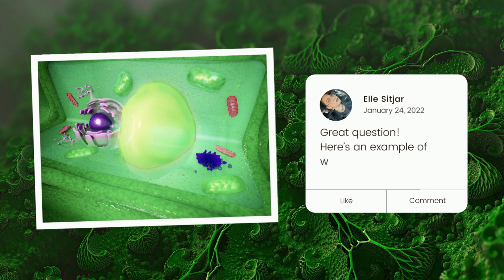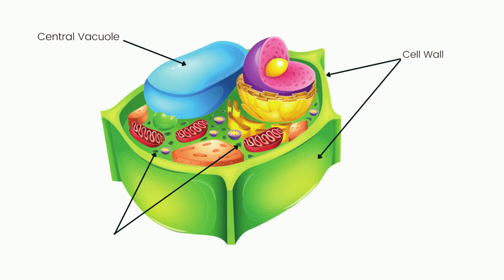I replied, "Great question. Here's an example of what the inside of a plant cell would look like." Here we can see the anatomy of a plant cell. I'll start with three main components that are not in animal cells. These components are specific to plant cells: central vacuole, cell wall, and chloroplasts.